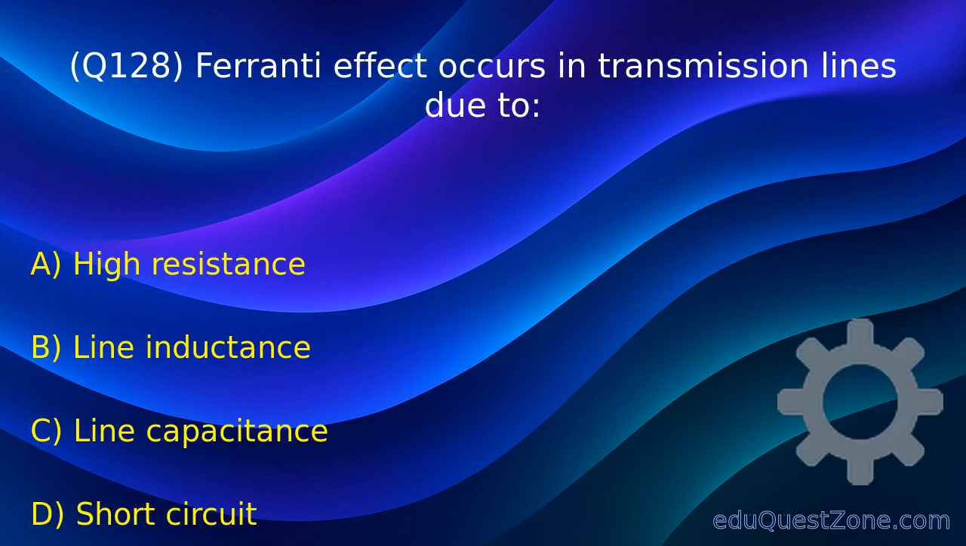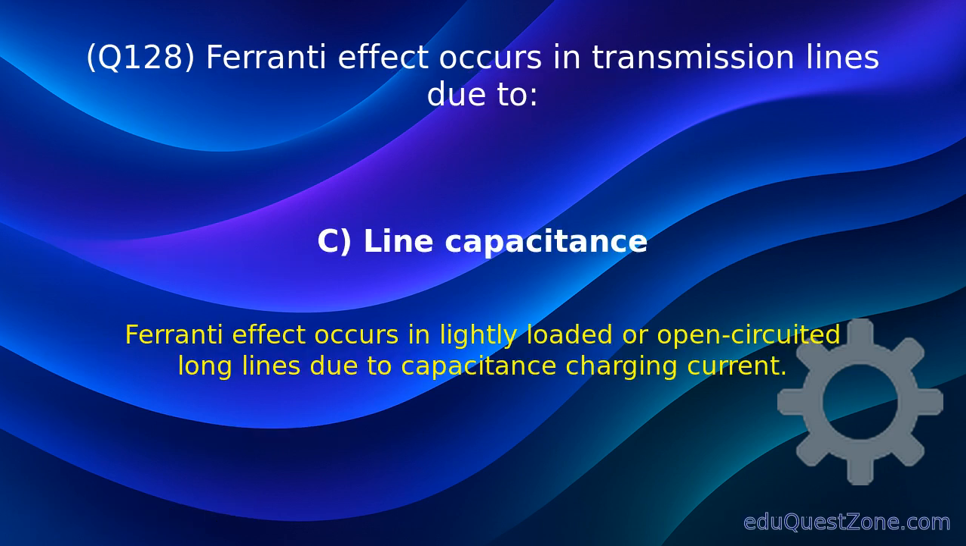Question 128. Ferranti effect occurs in transmission lines due to... Option C, line capacitance. Ferranti effect occurs because of line capacitance, causing a rise in receiving end voltage at light load.